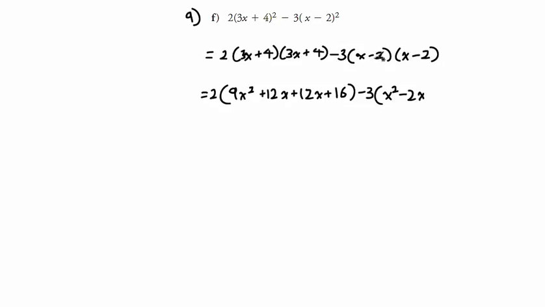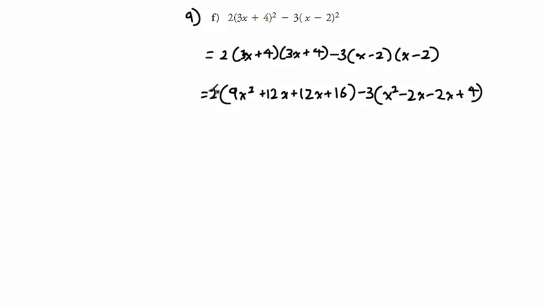And make sure this minus 2 hits both these terms as well. So minus 2 times x is minus 2x. And minus 2 times minus 2, there's two negatives making it a positive, and 2 times 2 is 4. Okay, so now we successfully expanded this here, expanded this here.